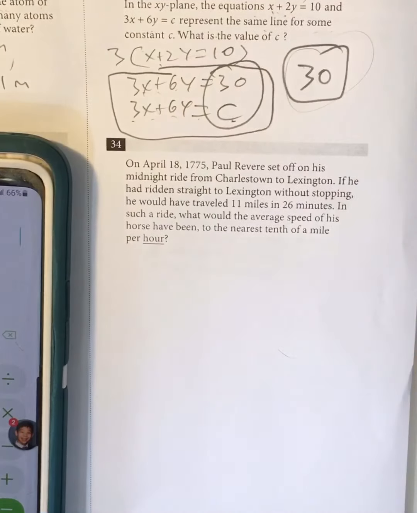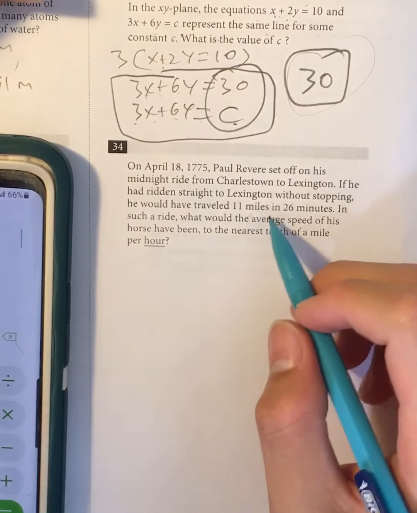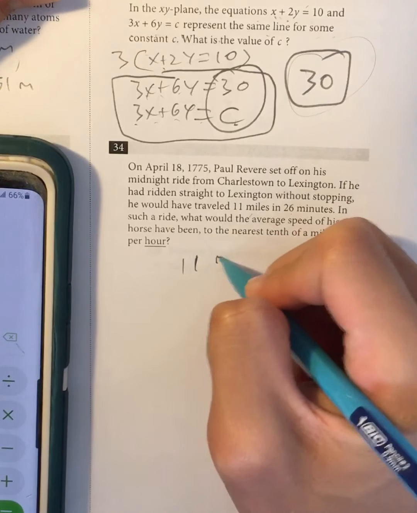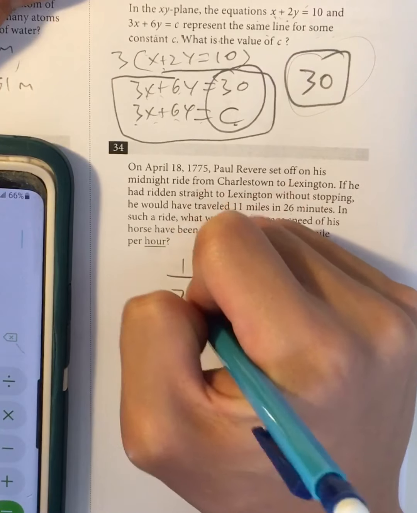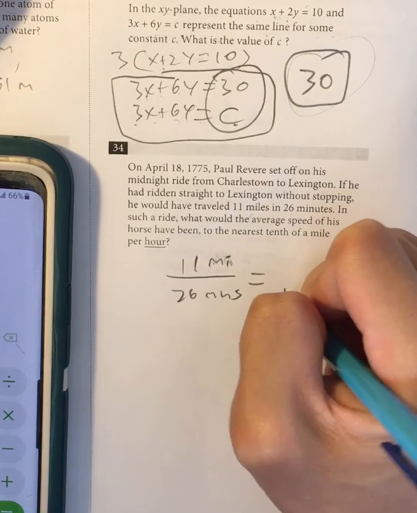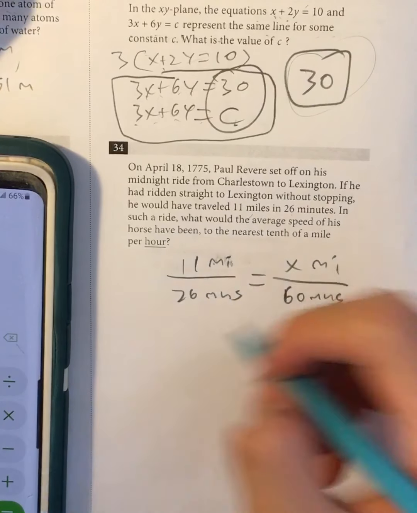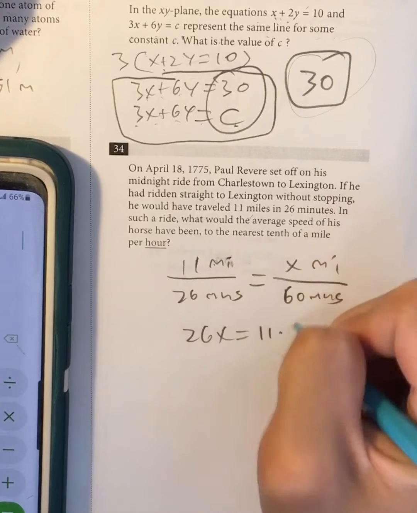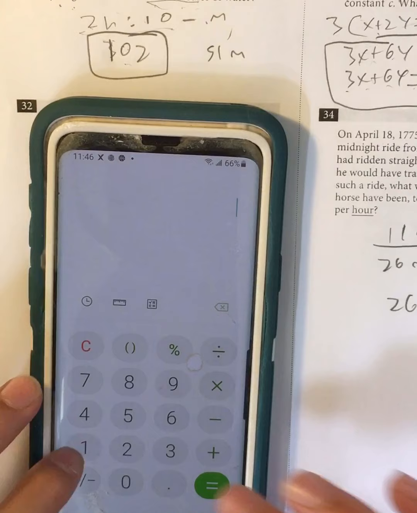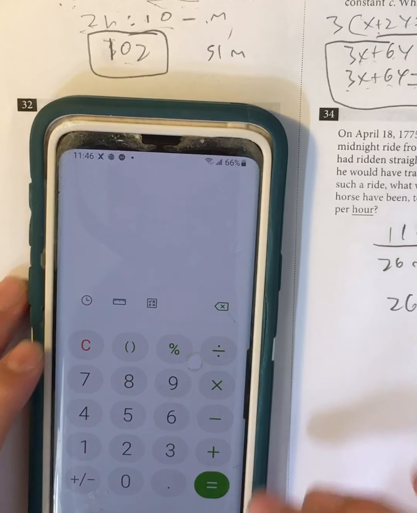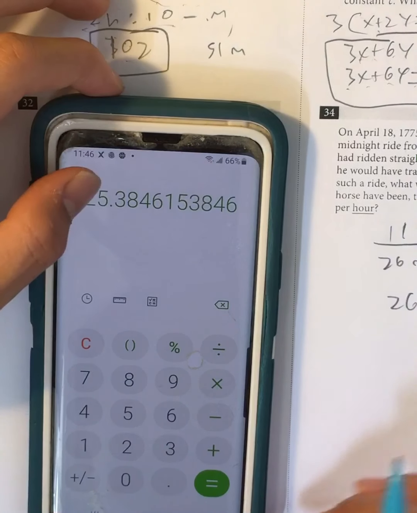Alright, so before I utilize my calculator, let's go. So he traveled 11 miles in 26 minutes. So I'll just say 11 miles over 26 minutes. So how much would he have traveled in 1 hour, which is 60 minutes, right? So x miles, so I'll just cross multiply. So 26x is equal to 11 times 60. So let me just use my calculator. 11 times 60 is 660, divided by 26. So he traveled roughly 25 miles.